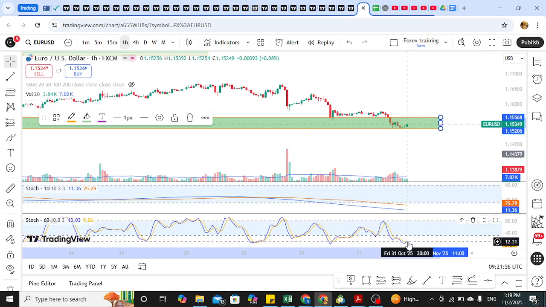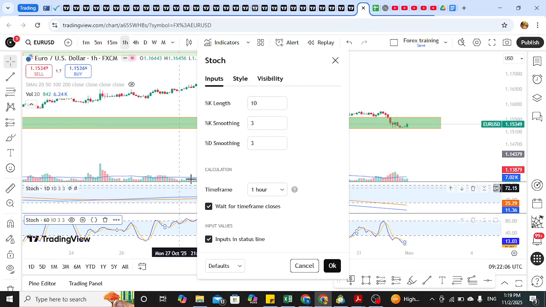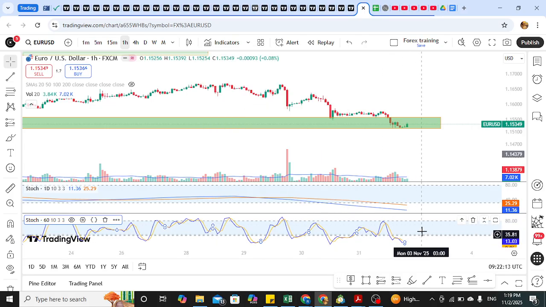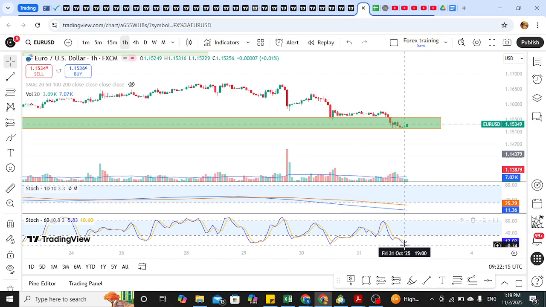Anyway, now the D here crossed, or the blue line crossed the orange line, which is the K. I'm not sure, I always confuse those two, the K and the D. Okay, the K is the blue one. So we see that the K crossed the orange upward. That means it seems that we are starting an upward trend. So this support can actually hold.